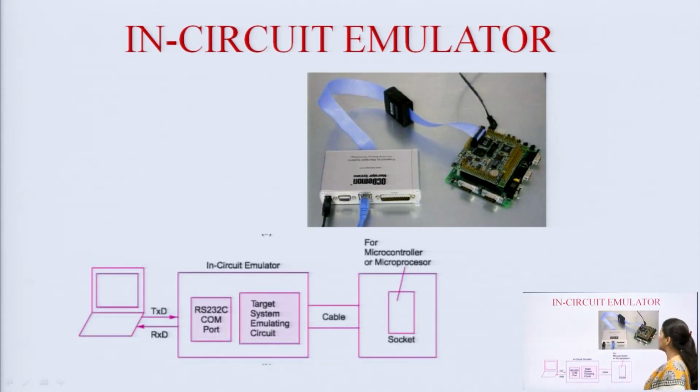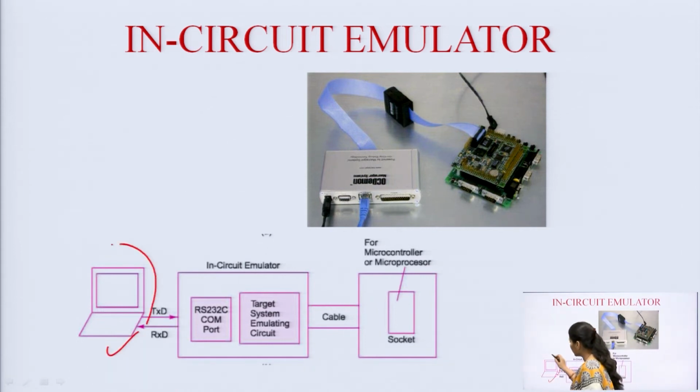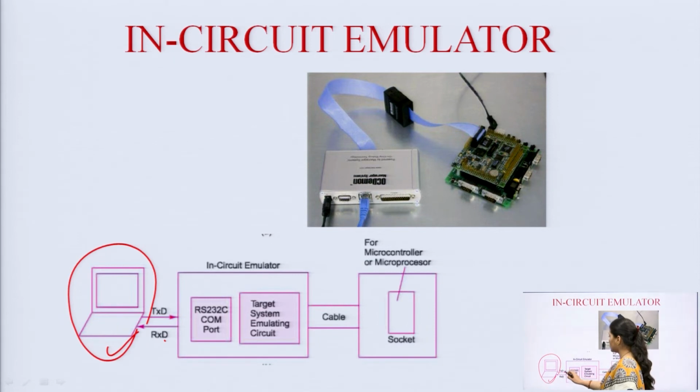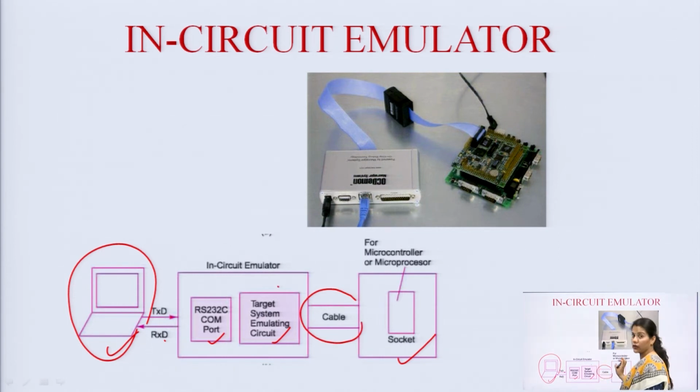We can have a look at this diagram. This is the target hardware and this is the host computer, and there are transmission and reception lines, and using these lines the in-circuit emulator is connected to the host computer. This is the in-circuit emulator, the target system emulating circuit, and this is the communication port through which it can be connected to any peripheral device. Through the cable, this emulator circuit is connected to the main target hardware. On the target hardware, this is the socket for the microcontroller or microprocessor.